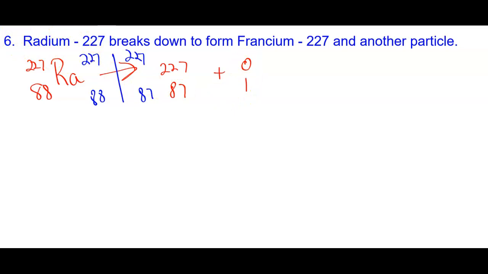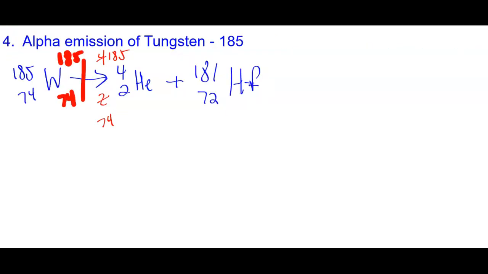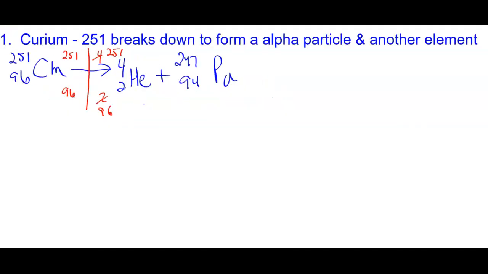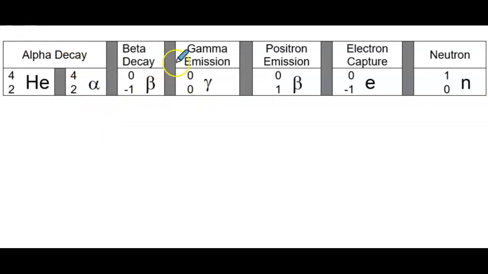Okay, so we're going to go back to our particles because I have a 0. Basically, if you have a 0 involved, let's go back and look at that. So if you have a 0 involved, you know it's one of these 5.